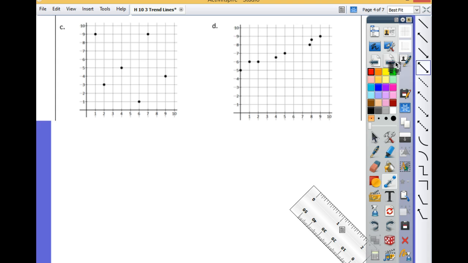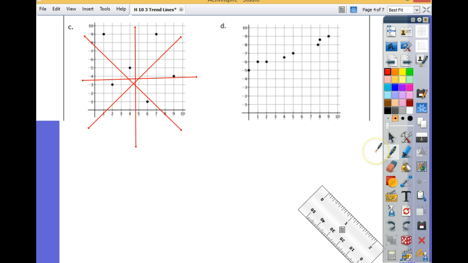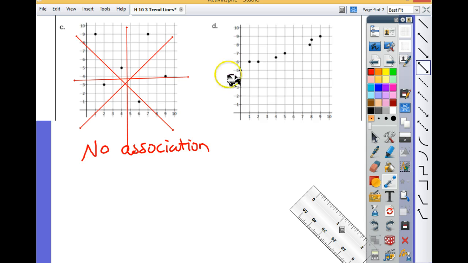All right? How about C? No association, I'm hearing. That is true. We cannot do that one because there is no association. It doesn't matter how you go through it. You can't see an association. So that one is not possible. This one is no association. So there will be no trend line. All right, how about this one?